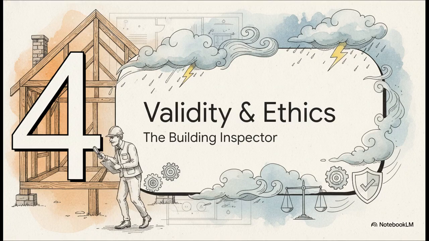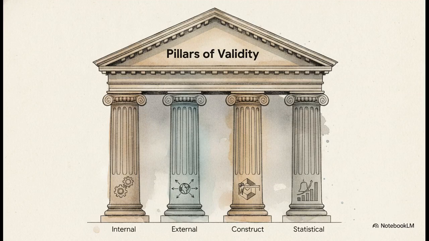Section 4. Validity, Reliability, and Ethics. It is officially time for the building inspector phase of our explainer. This is where we ensure our house is safe, structurally sound, and ready to withstand some serious academic weather. First up is validity, which is the ultimate test of our structural integrity. Validity proves that our findings are actually accurate, meaningful, and not just the result of a flawed blueprint.